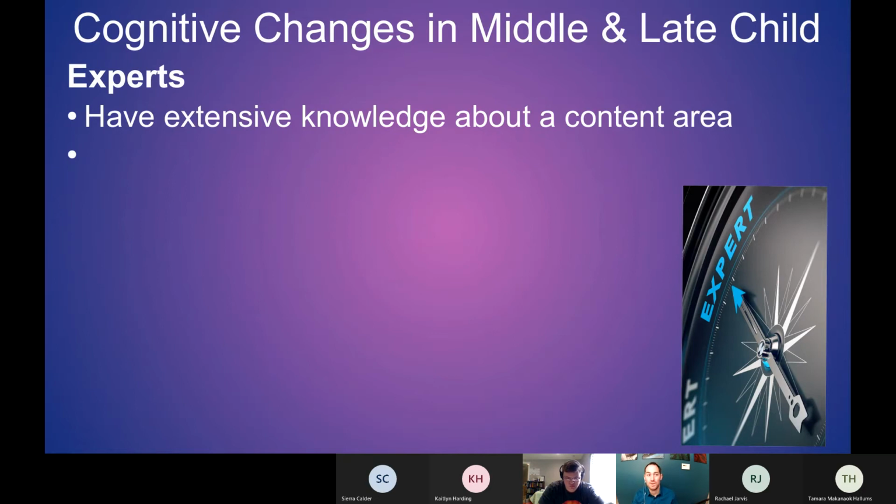All right, so moving from working memory to expertise. It might seem strange to you to think about expertise in middle and late childhood stages of life, but this is where we start to see expertise can appear for the first time. So what this means is an expert is a person with extensive knowledge in a specific kind of content area.